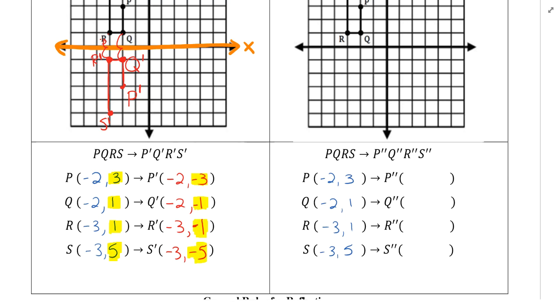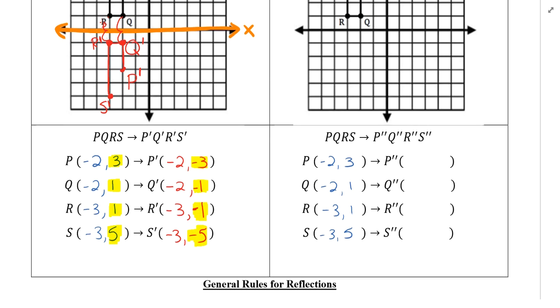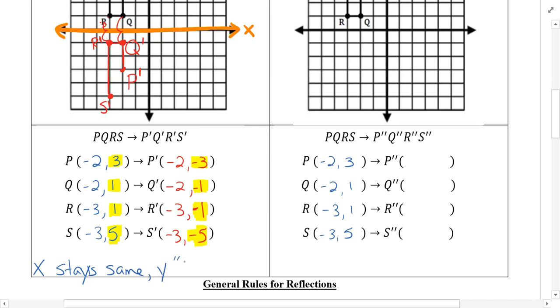So a quick trick to remember what's going to happen to the ordered pairs, or to help you graph an image of a pre-image when reflecting over the x-axis, is that your x value stays the same, and the y flips its sign. Or it flips to the opposite.